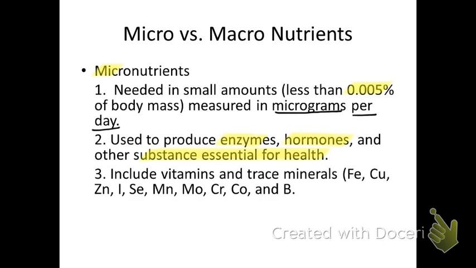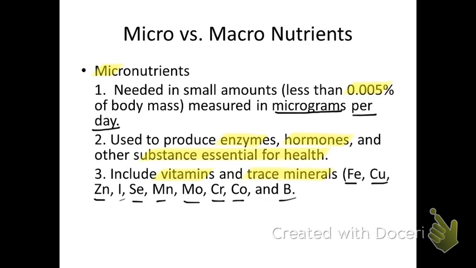Now, micronutrients include both vitamins and trace minerals. And there's a list of these trace minerals that you need to look at, such as iron, copper, zinc, iodine, selenium, manganese, molybdenum, chromium, cobalt, and boron. Again, these trace minerals we only need in micrograms per day, so very, very small amounts, or 0.005% of your body mass.